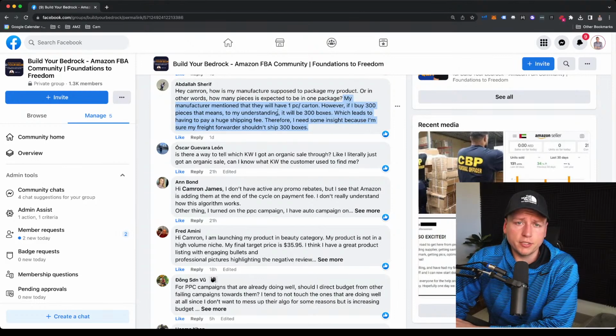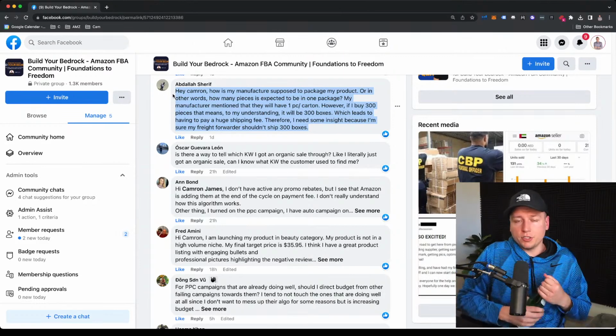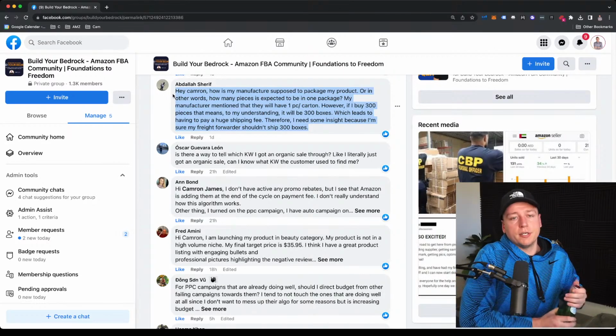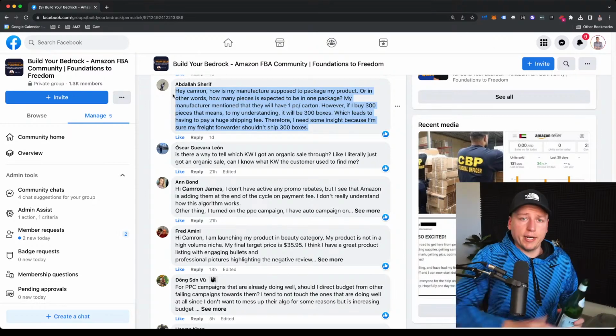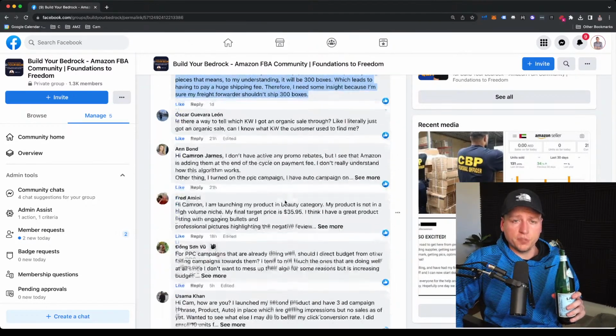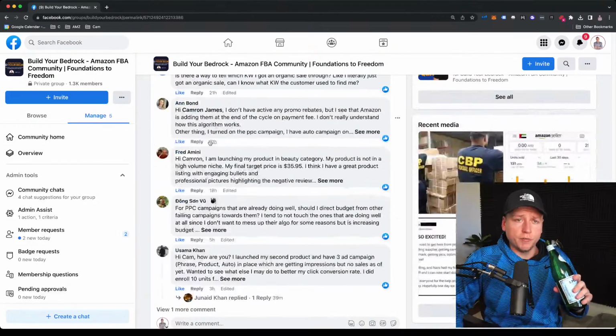My manufacturer mentioned that they will have 1-piece cartons. However, if I buy 300 pieces, that means I'll have 300 boxes, which leads to paying a huge shipping fee. Therefore, I needed some insight because I'm sure my freight forwarder shouldn't ship 300 boxes. Depends how big those units are, man. You've got to keep every master carton under 25 inches on every side and under 50 pounds. So if you have products that are under that, then yes, try to get them combined. You can work with your manufacturer for this. They should be able to accommodate that.